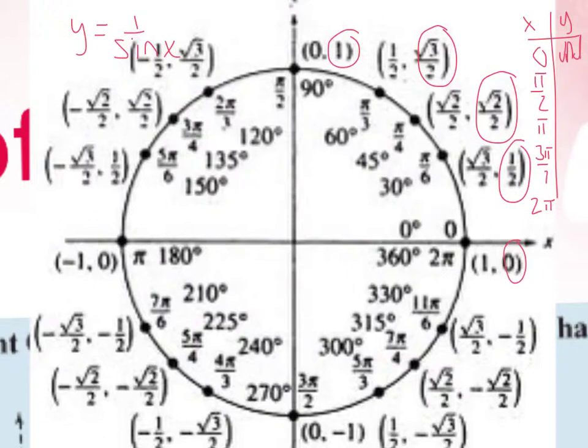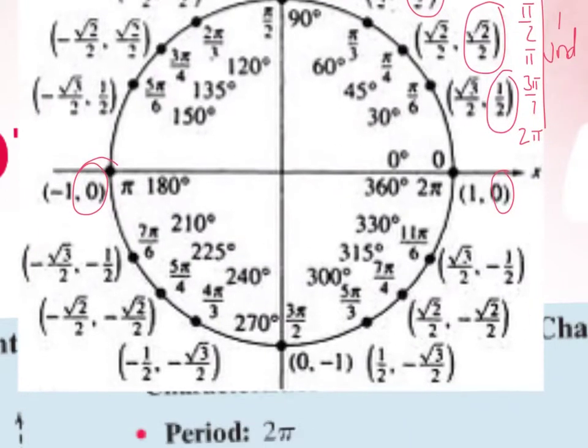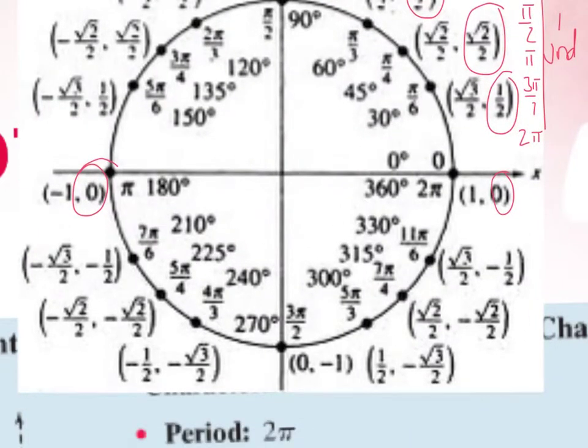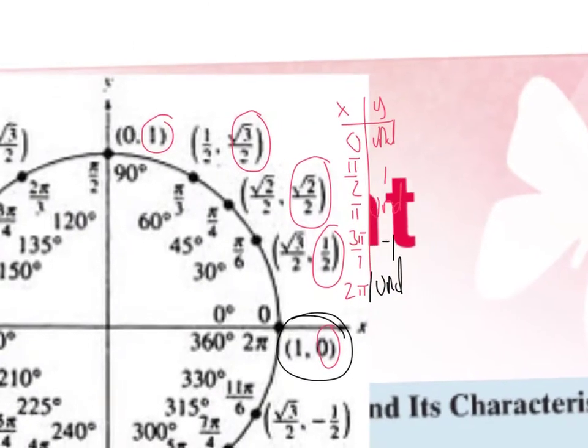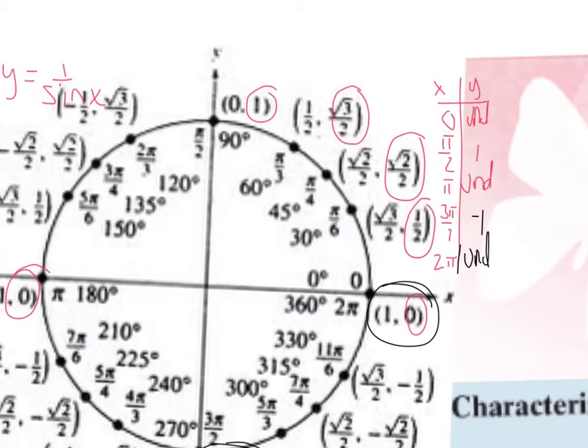At pi over 2, what do I get? Right here, the reciprocal of 1 is 1. At pi, what's the reciprocal of 0? It's going to be undefined again. At 3 pi over 2, which is down here, we're going to get negative 1. Good. And at 2 pi, we're back here, and we're going to get undefined. So notice that the pattern is undefined, 1, undefined, negative 1, undefined.